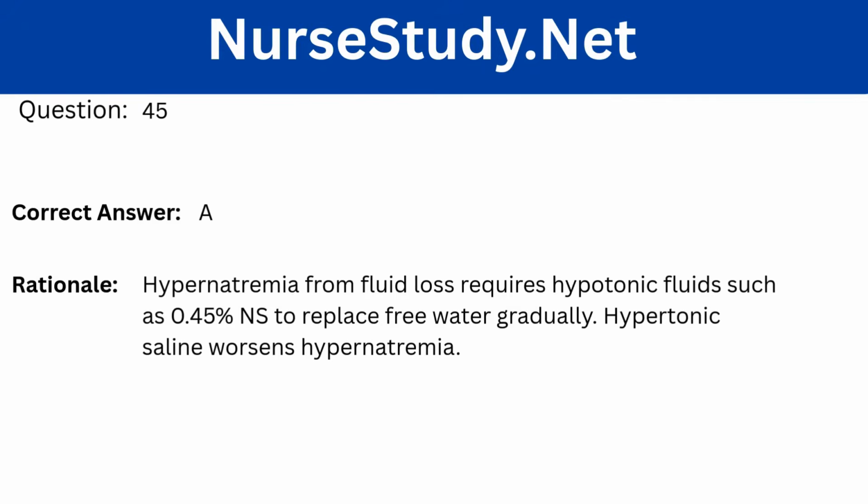Correct answer: A. Rationale: Hypernatremia from fluid loss requires hypotonic fluids such as 0.45% NS to replace free water gradually. Hypertonic saline worsens hypernatremia.